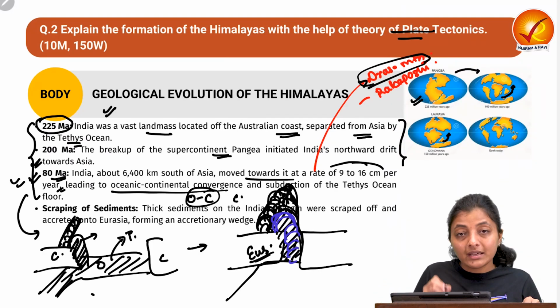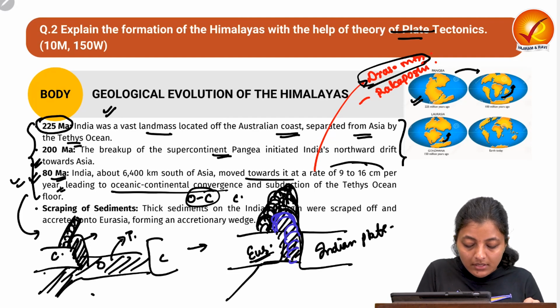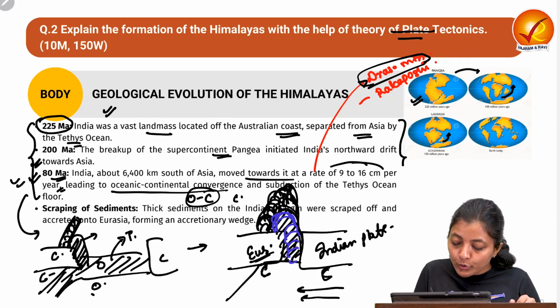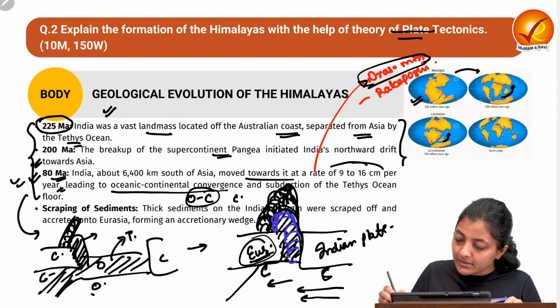Now, what are we left with? The Eurasian plate and the Indian plate. Earlier it was ocean-continental convergence. Now it is continental-continental convergence. Now this Indian plate is pushing this accretionary prism along this Eurasian plate. Now, what does it result in?